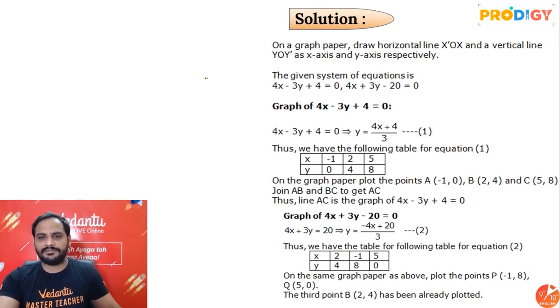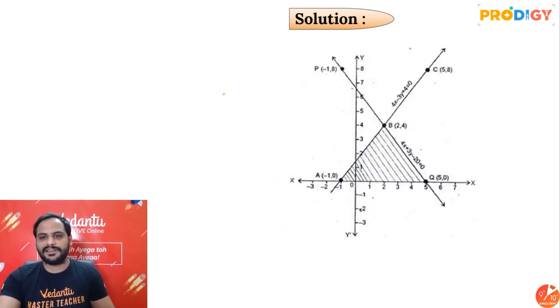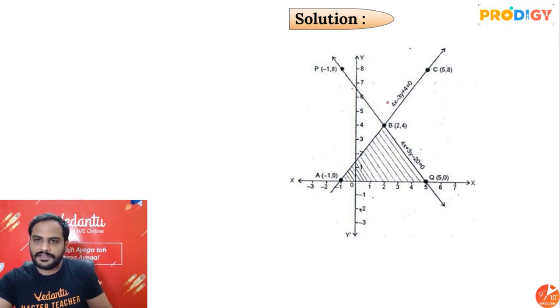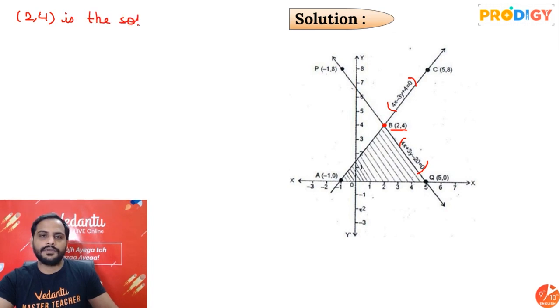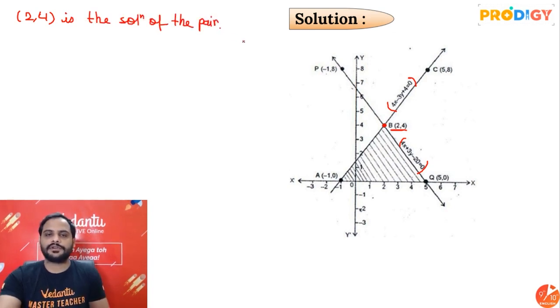So when we plot the graph, beta, the first equation is 4x minus 3y plus 4. The graph of the first equation is this. This is the first line, and this is the line of the second equation. Both are intersecting at a point over here, which is 2 comma 4. So I can say 2 comma 4 is the solution of the pair.